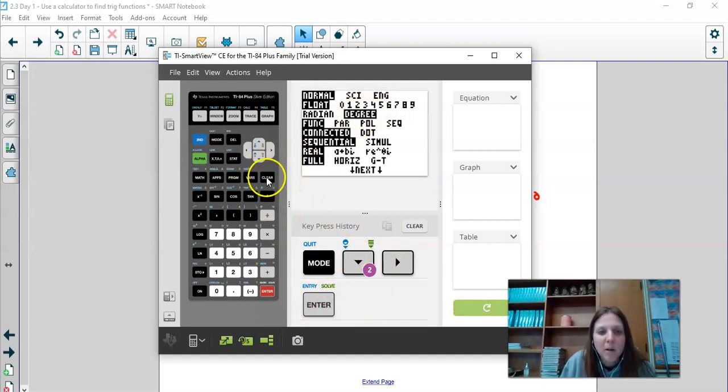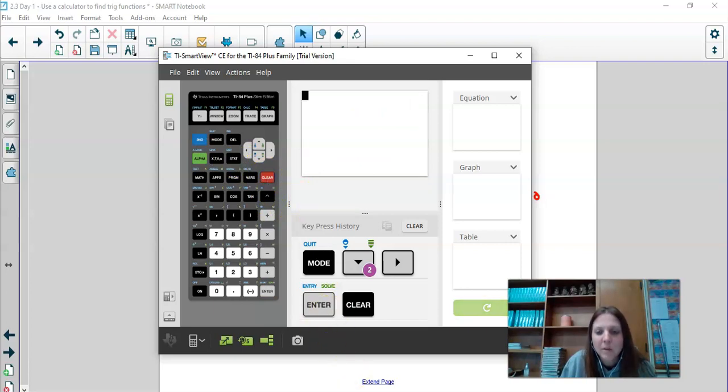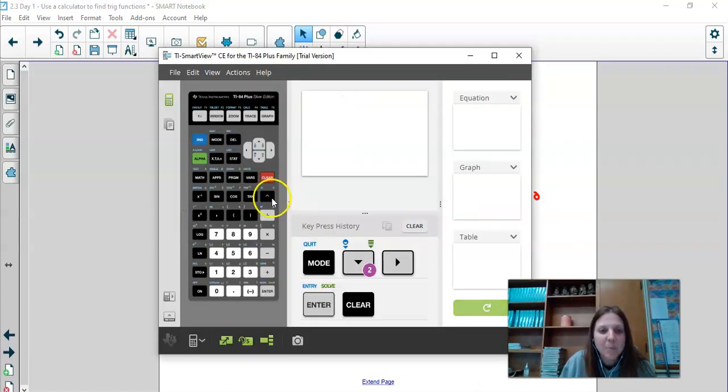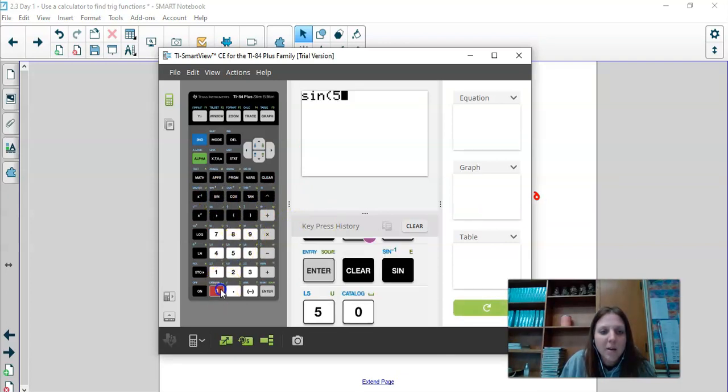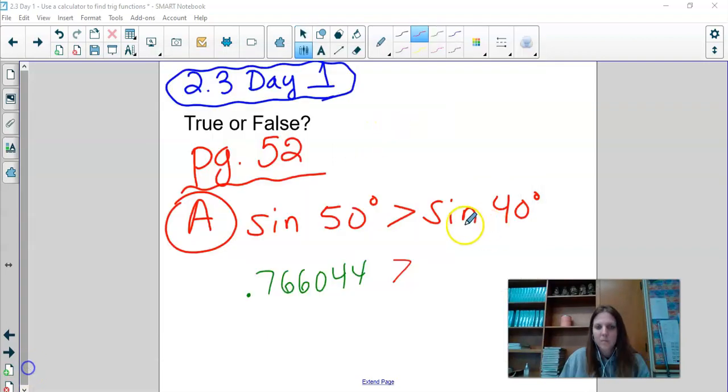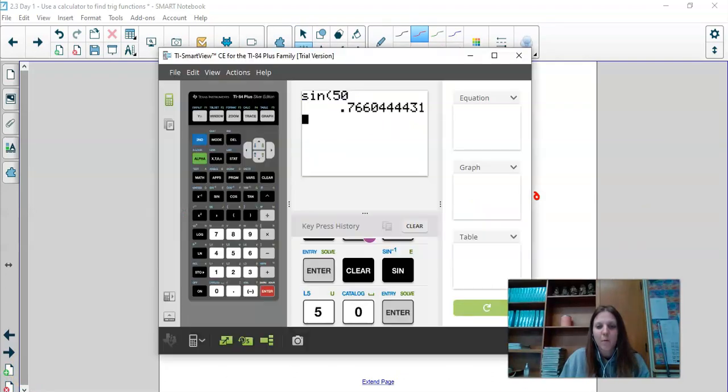I'm in degree mode. And what I'm trying to figure out is the sine of 50 versus the sine of 40. I'm going to type those in. So I'm going to find the sine key. It's right here. Sine 50. Now, the reason I don't need to hit degree is because I'm already in degree mode. And I'm going to press enter. We're going to round to 6 decimal places. So count over 6. 1, 2, 3, 4, 5, 6. So I'm going to round to 0.766044.